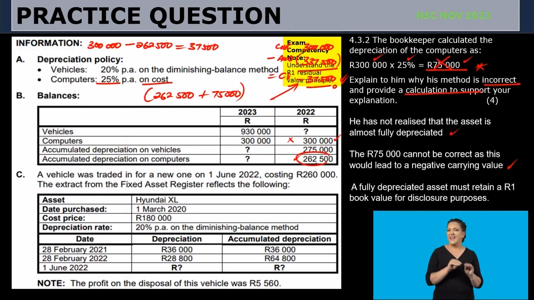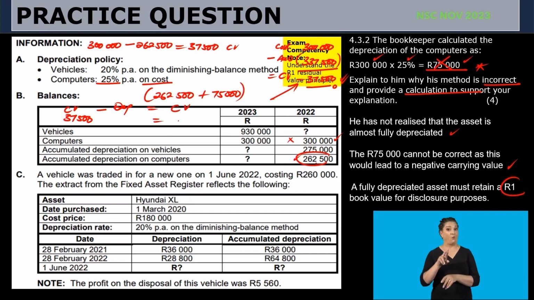37,500. That was the carrying value. So you would then take that carrying value of 37,500 and say minus depreciation. But we must then have the 1 Rand is equal to carrying value, and that carrying value must be 1 Rand. So my depreciation therefore would be 37,500 minus 1 Rand, which becomes 37,499. That becomes the depreciation on this particular asset.